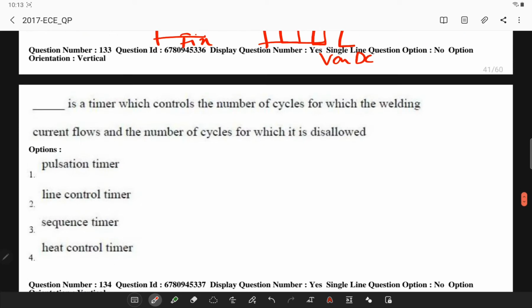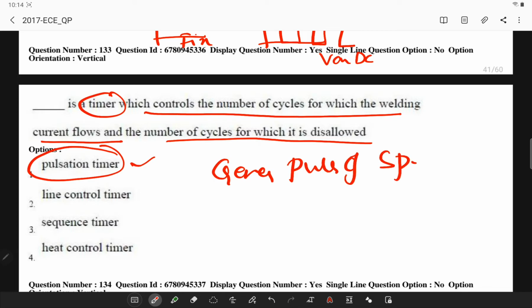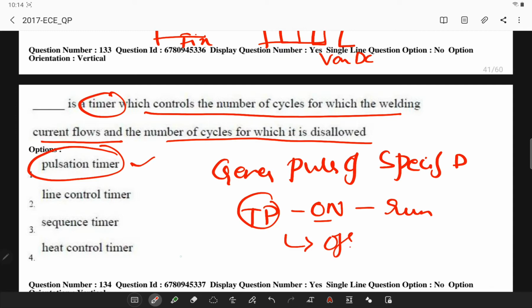Next, which timer controls the number of cycles for which the welding current flows and the number of cycles which is disallowed? Generally a pulsation timer is used, because this timer is used to generate pulses of specific duration. If the timer bit is on, then the timer is running, and it will be off during the other times. So the other timers are not used because only pulses are to be generated.